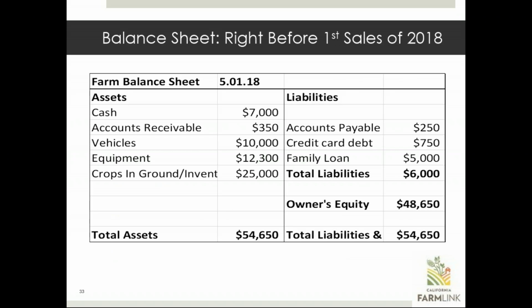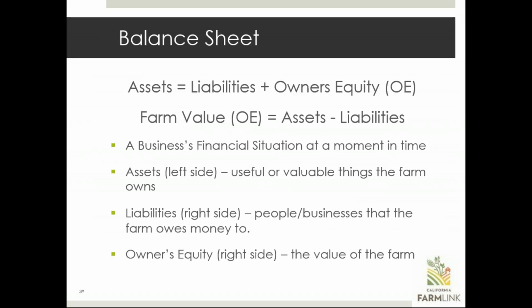And so, just as an example, if you see here, it has cash listed there as of May 1st, 2018. So if you haven't balanced your bank statements yet, then chances are that cash number is not going to be up to date. So it has assets on the left side, assets you could think of as all things that have monetary value that the farm owns. So we're focusing on a farm business balance sheet now.